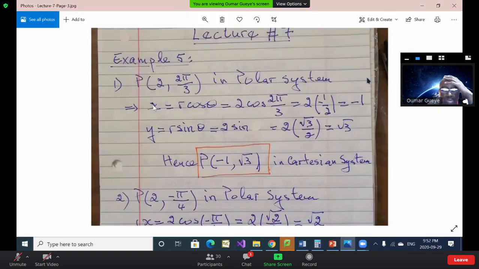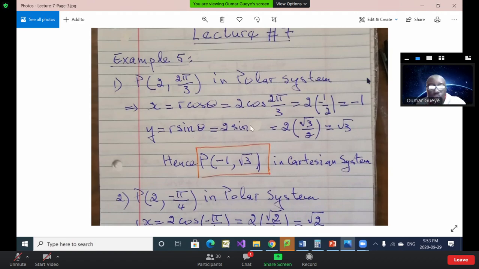So I use the first formula, x equals r cosine of theta. Now I'm going to substitute r and theta by their values. So r equals 2 and theta equals 2 pi over 3. So we get 2 times cosine of 2 pi over 3. And you know cosine of 2 pi over 3 is equal to -1/2, and after calculation, you get x equal to -1.